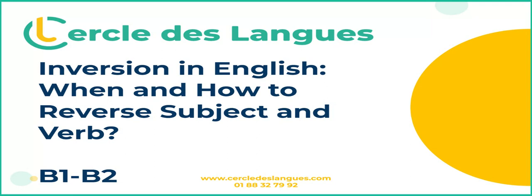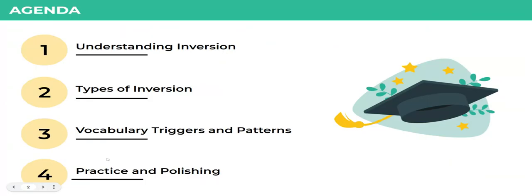Let's have a little look at our agenda. So our agenda for today: Number 1, understanding inversion. Number 2, types of inversion. Number 3, vocabulary triggers and patterns. And number 4, practice and polishing. Okay, well, here we go.